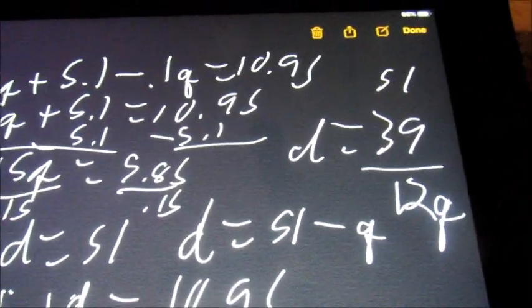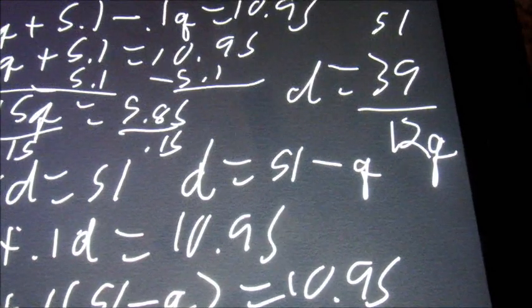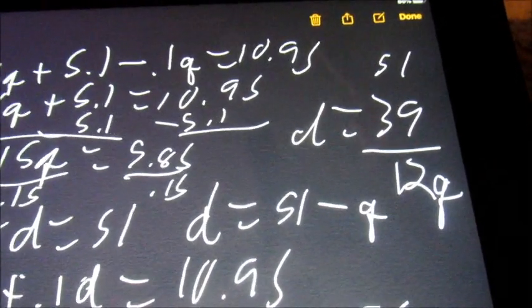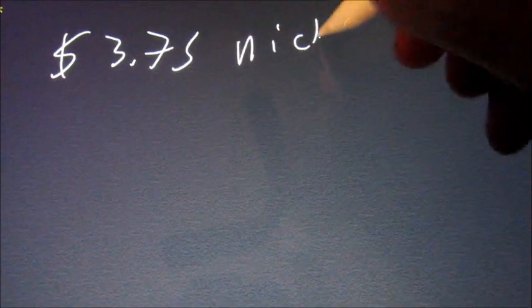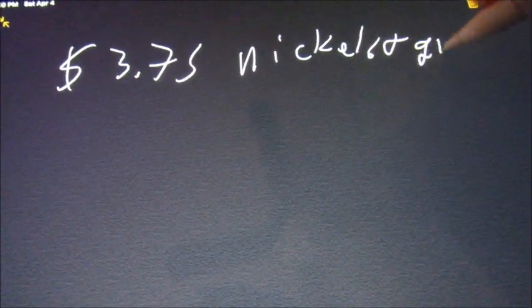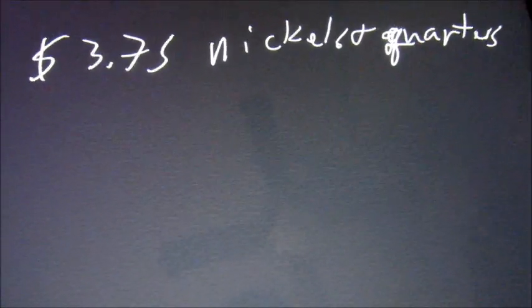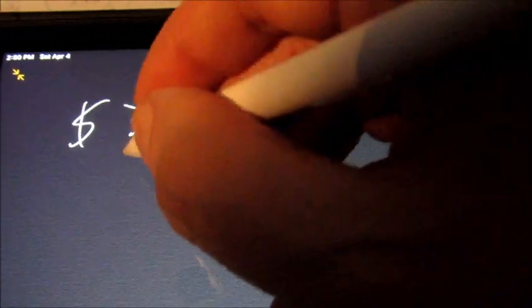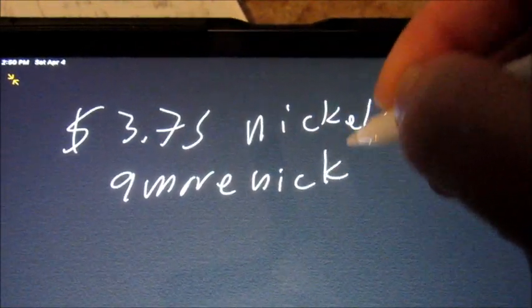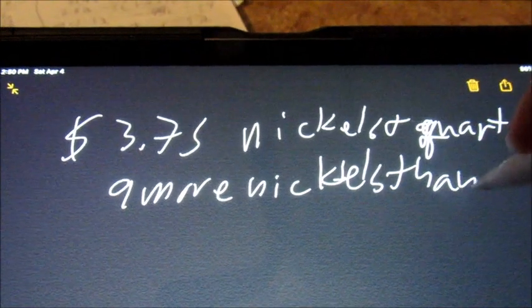I would suggest going over this example quite a few times and practicing it as many times as you need to. The next type of question is that you're going to have a total of $3.75, and it's all nickels and quarters. But here, it says that there are 9 more nickels than quarters.